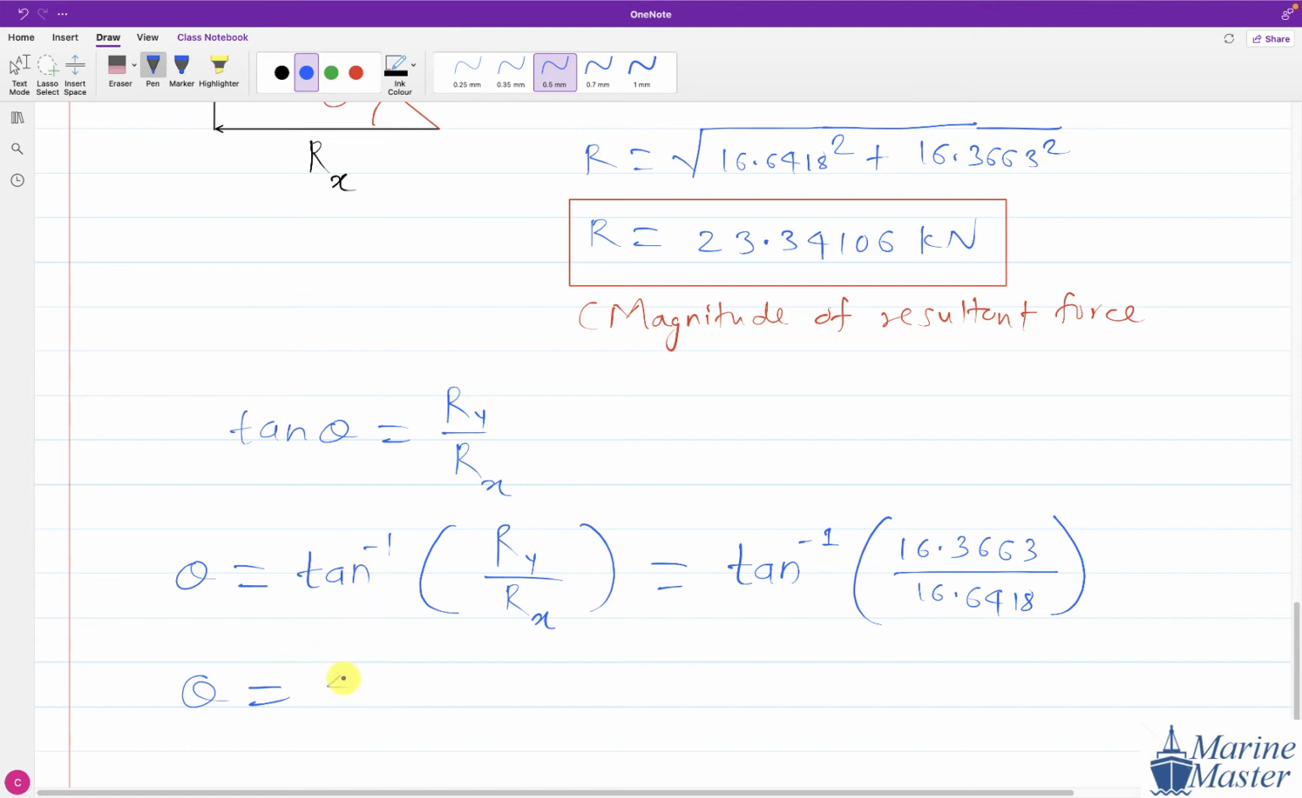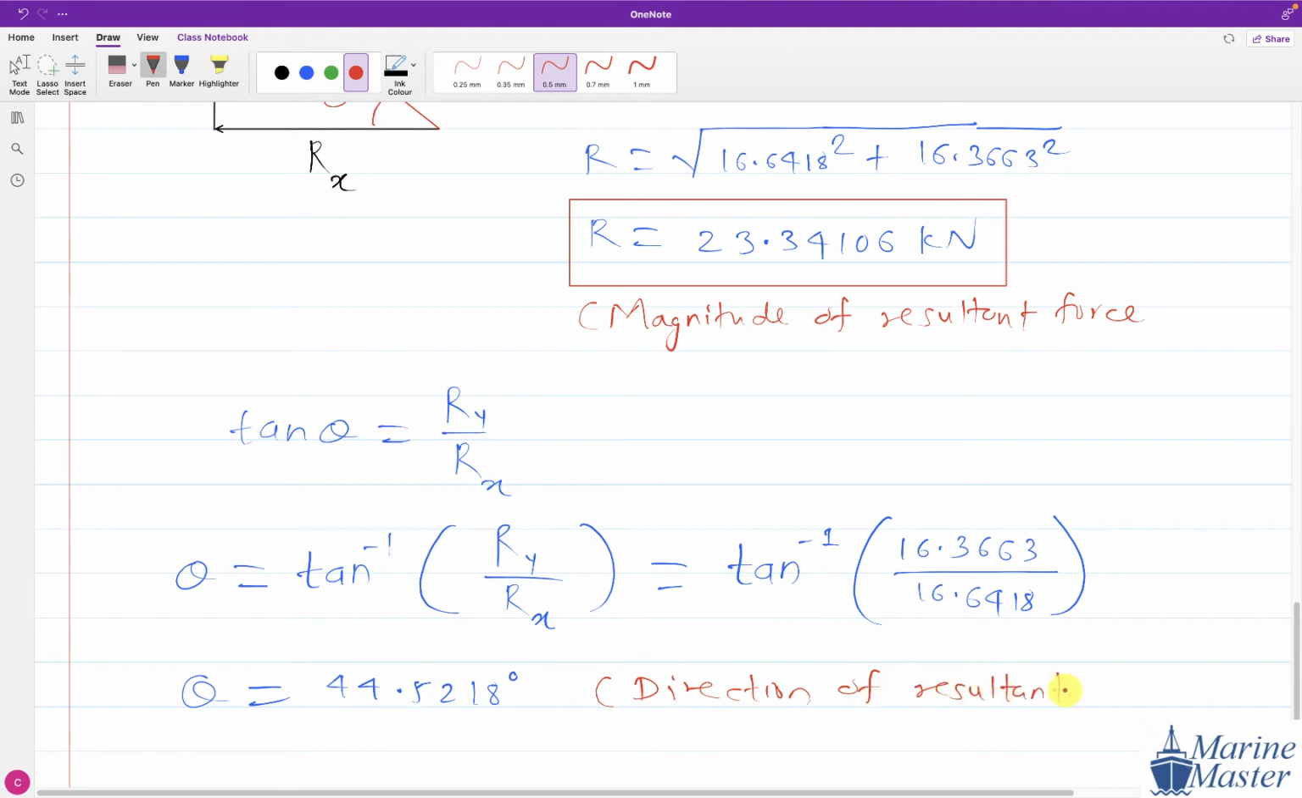44.5217, sir. 44.5 to 18.517. Can we take 18? 179 means? Yes, sir. So this nine will become what? It's a degree. Direction. Direction of resultant force.